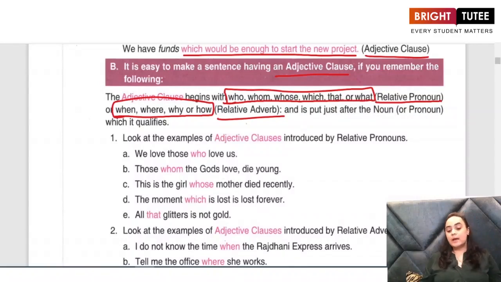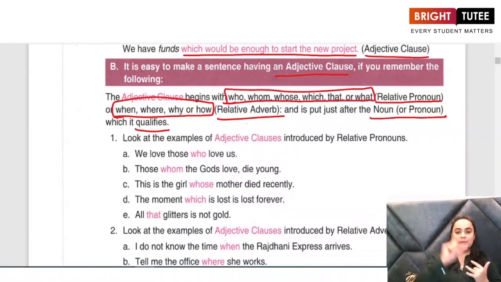So my adjective clause will either begin with a relative pronoun, that is who, whom, whose, which, that, or what, or will begin with a relative adverb, that is when, where, how, and why. And it is put after the noun or the pronoun which it is qualifying or which it is referring to. Position we know, it will be placed after the noun or the pronoun. And we know it is to begin with either a relative pronoun or a relative adverb.